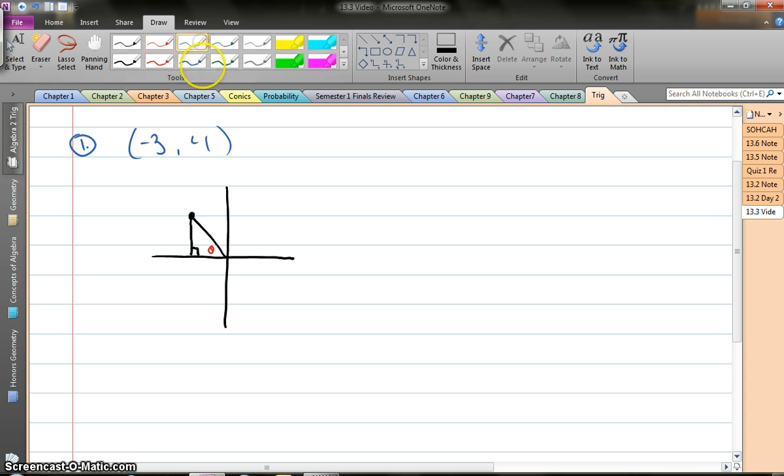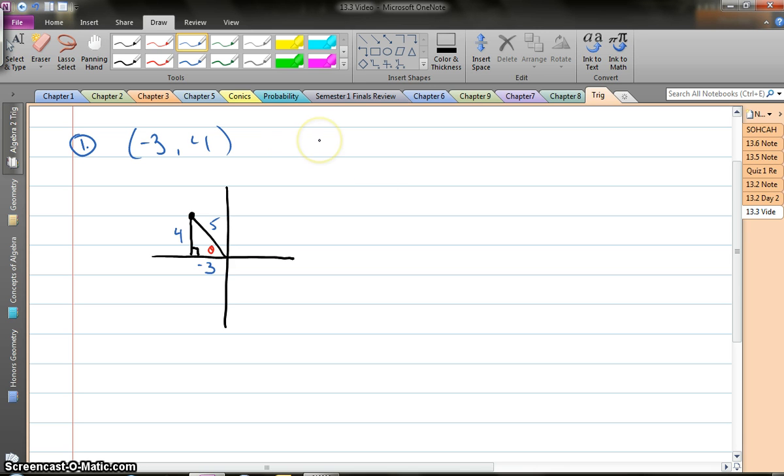Now, we know the distance from here to here is -3 units, and the distance from here to here is 4 units. So we could use the Pythagorean theorem to find the hypotenuse. You should know 3, 4, 5. It's a 3, 4, 5 triangle. If it wasn't that simple, you would set up the Pythagorean theorem and get your radical.